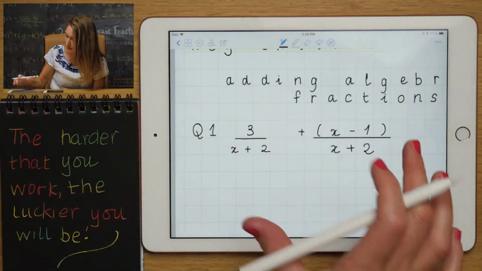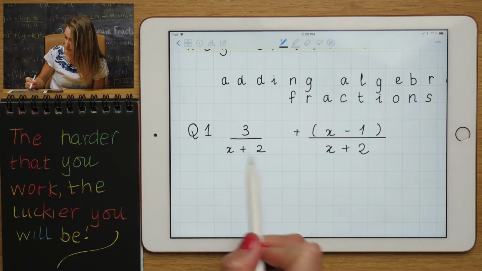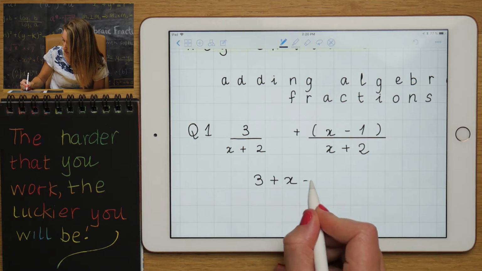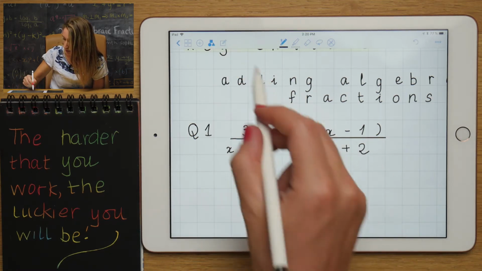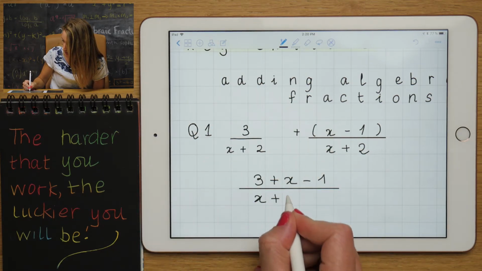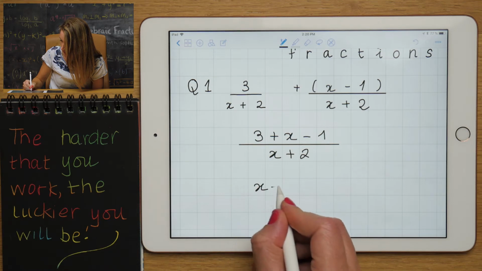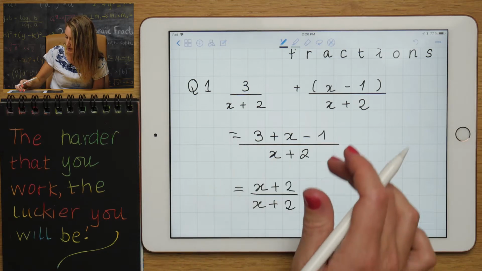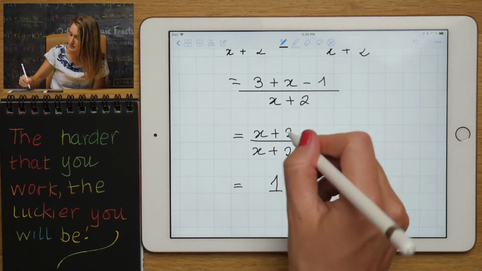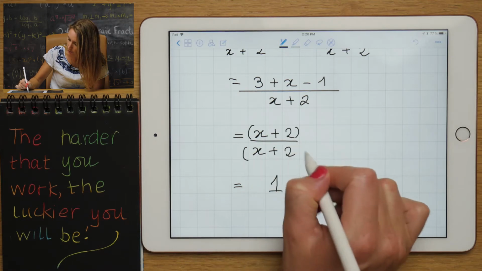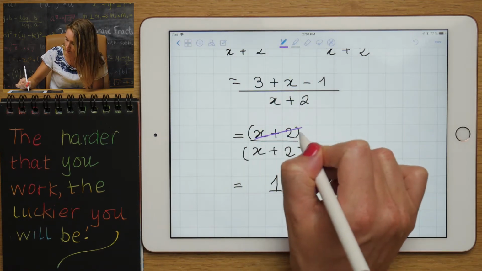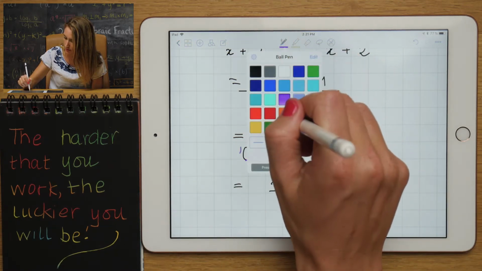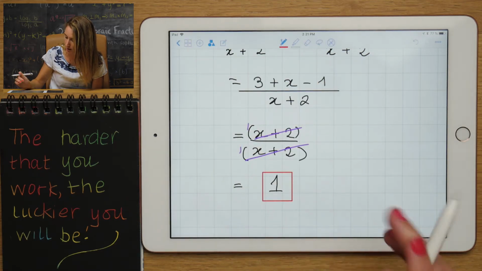So let's get started. When the bottoms are the same, for example, x plus 2, you can add them. So for example, I can say 3 plus x minus 1 all over one bottom, because it's matching, x plus 2. Put together my like terms: 3 plus x minus 1 is x plus 2. So I've got x plus 2 divided by x plus 2, which means actually you only have 1, because we can cancel, imagine these are in brackets, like before. We can cancel down this one for a 1 and this one for a 1. And 1 divided by 1 is 1. So that first one was not too painful.